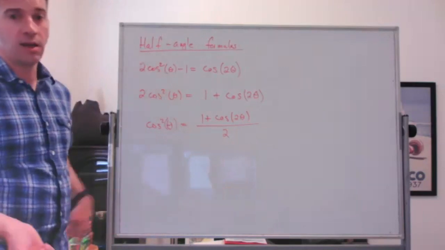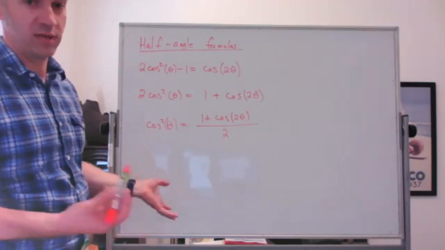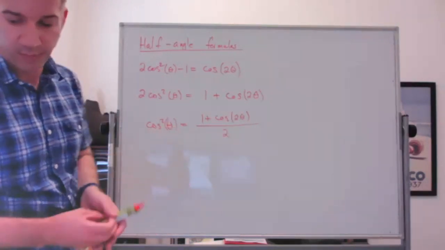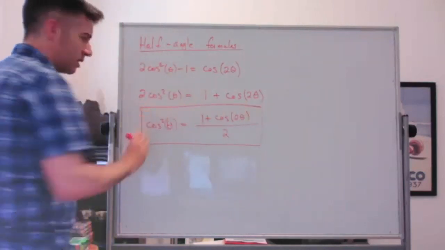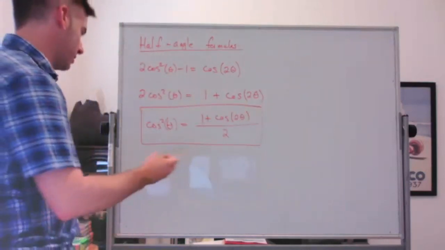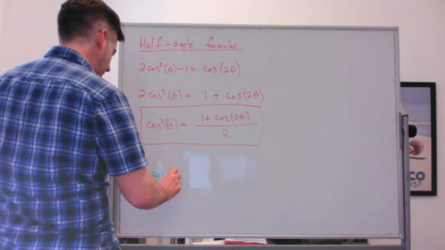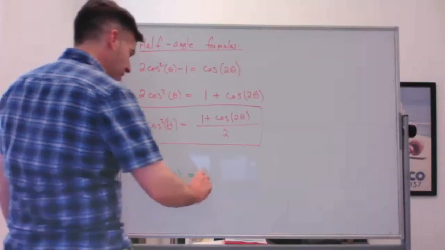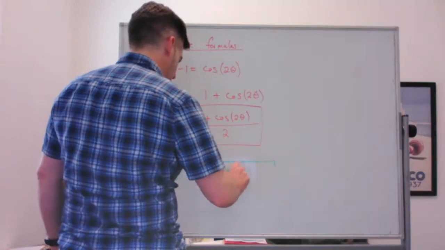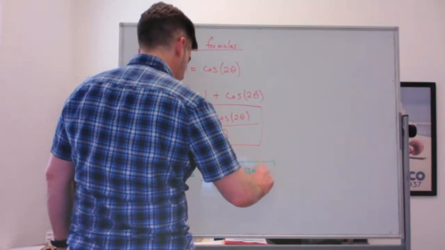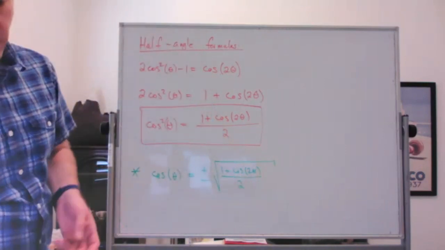And honestly, this formula does come up a lot. It's not what our books typically refer to as the half-angle formula, but it is a useful formula. So I'm just going to box this here because this is useful. But then the half-angle formula that we actually want is we have to take the square root. So we're going to get cosine of theta equal to plus or minus the square root of 1 plus cosine of 2 theta all divided by 2. And that is the half-angle formula.